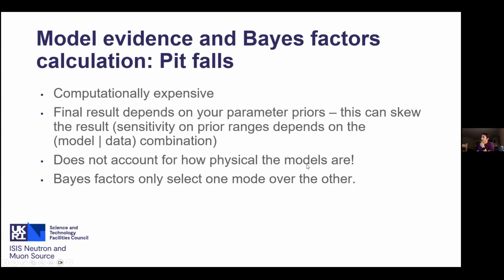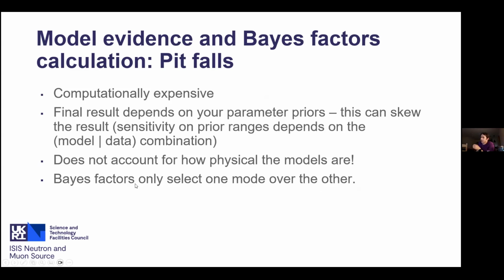It doesn't account for how physical your models are. You can put anything into it and it's going to give you some number, but you still need to sit down and ask, well, actually, is that physically possible? Let's go back to the graphene example. One of the options it gave us was too thick. Our priors were too big, so we needed to go back and tweak that.